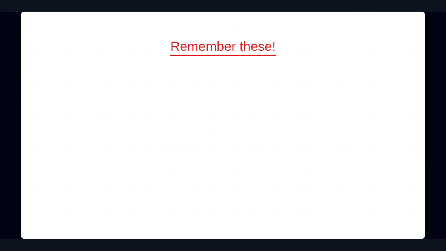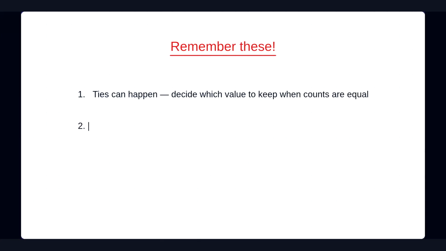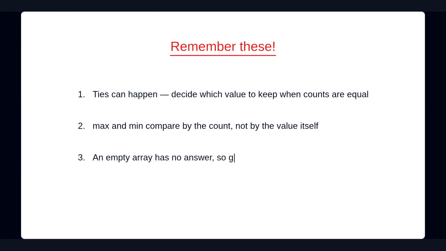Watch out for a few things. When 2 values share the same count, there is a tie, so decide up front which one you keep. Notice that max and min here compare by the count through the key argument, not by the number itself. And an empty array has nothing to return, so guard against that case if it can happen.